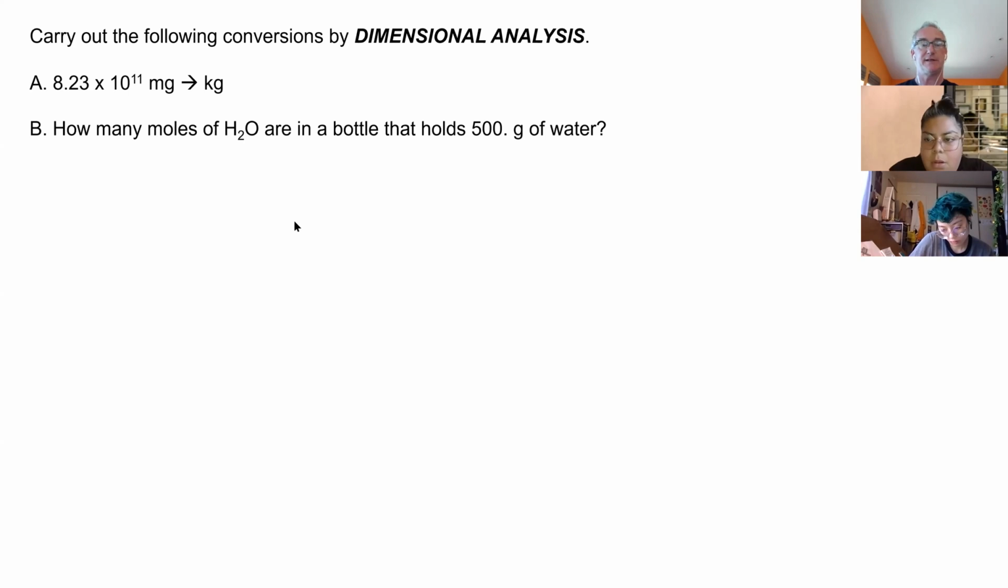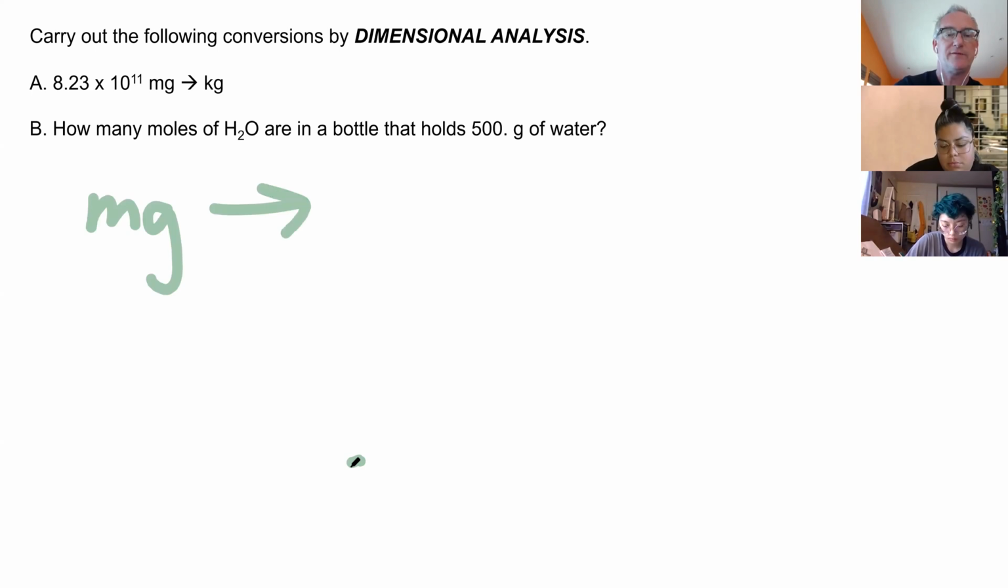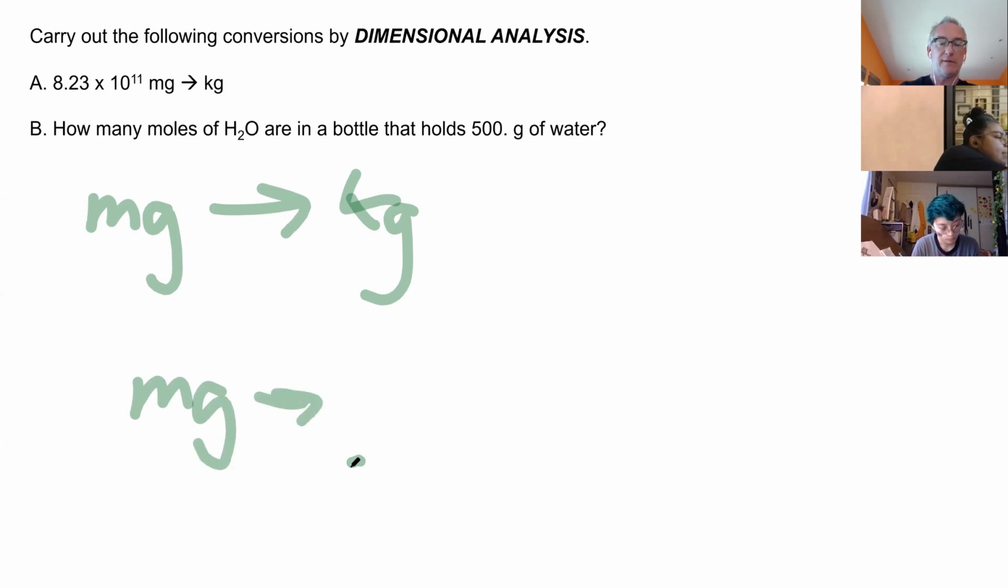So for instance, this first one gives us milligrams, and we want to convert those to kilograms. So the way to do this is basically convert them both to grams, and that way we can work it out. So anyone know how many milligrams there are in a gram?